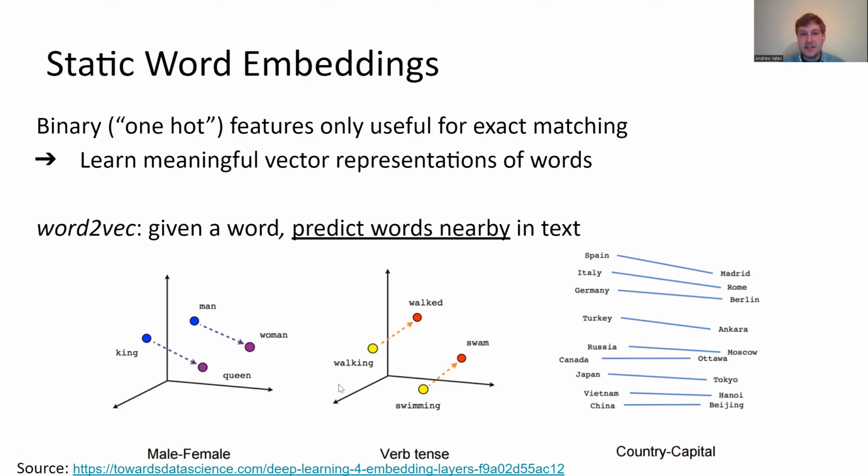For example, verb tenses, walking is similar to walked in some sense, or even country and capital. So Spain has some similarity to Madrid, and the similarity of Spain to Madrid is likely higher than the similarity of, say, Spain to Rome. When I say similarity here, I'm typically talking about cosine similarity, but this could also be a dot product. This depends on the specifics of the method using the word embeddings. But a really common way to use word embeddings is to take the cosine similarity between them.